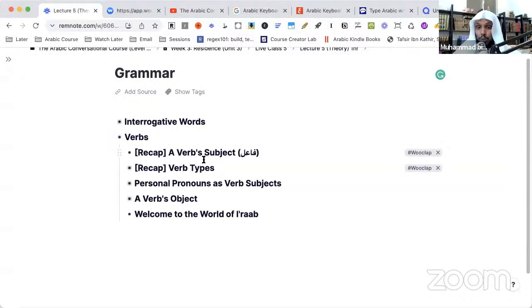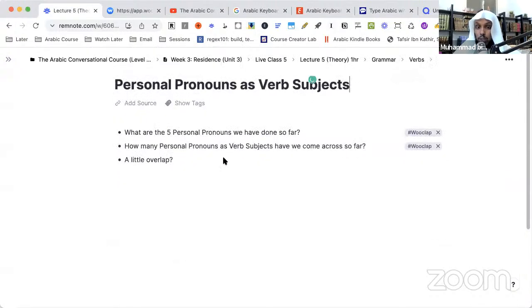In terms of verbs, we've talked about the verb's subject before, the fa'il, that it has to have a doer or someone who did the verb. We talked about the verb types being 3, ماضي مضارع and أمر. But today we need to cover this, which is quite important, which is personal pronouns as verb subjects.